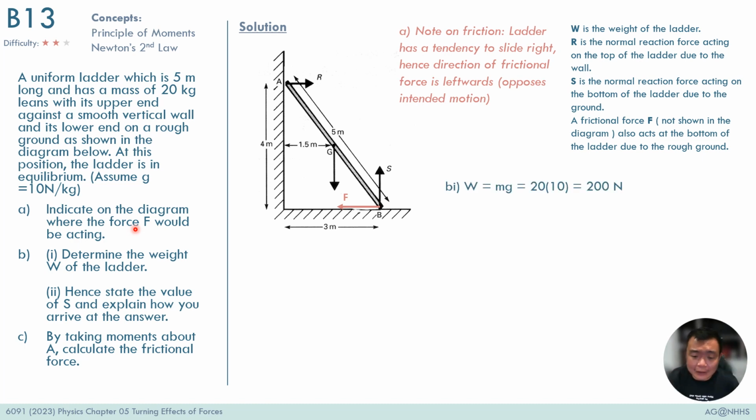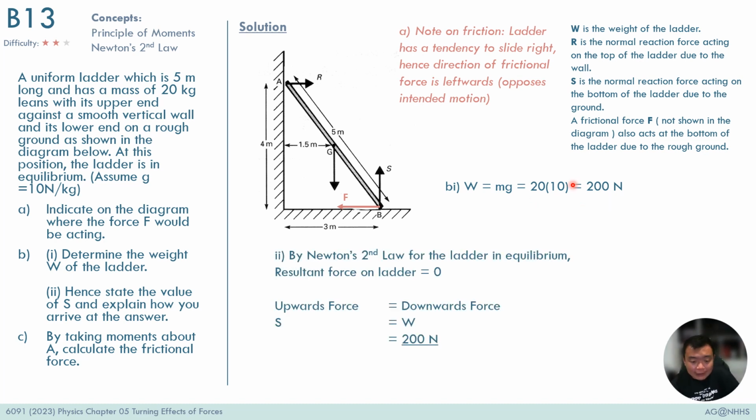In B part 1, you are to determine the weight of the ladder. That's quite easy because the mass is given to you, which is 20 kg. So use the correct formula, W equals mg, to get the weight of the ladder in newtons. That's 200 newtons.